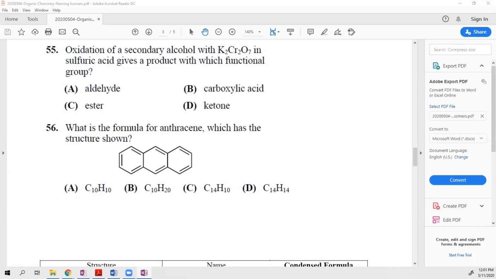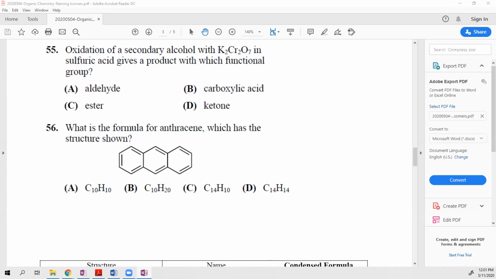So it looks like a lot of us are showing C, which is great, right? And so one of the first things to do, if you counted your carbons, is that we could have eliminated our first 2, A and B, right? Because we know that there's 14 carbons. So that's a great way to start.